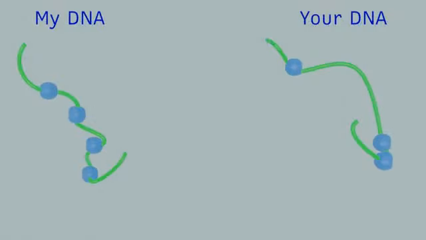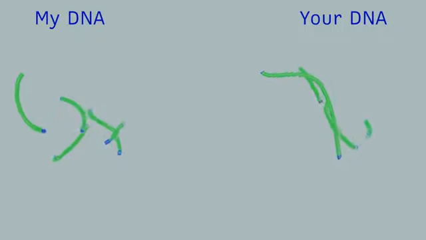Only samples of DNA from the same person will have been cut in exactly the same places and will therefore have the same pattern of bands. So my DNA and your DNA will have different patterns of bands on the photographic plate. This method is all well and good if I have fresh samples of DNA.